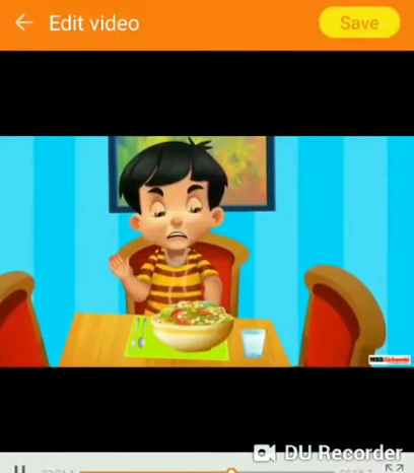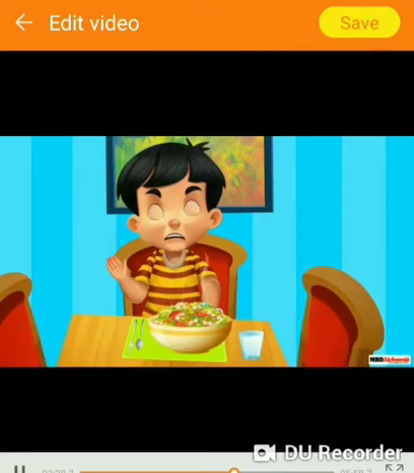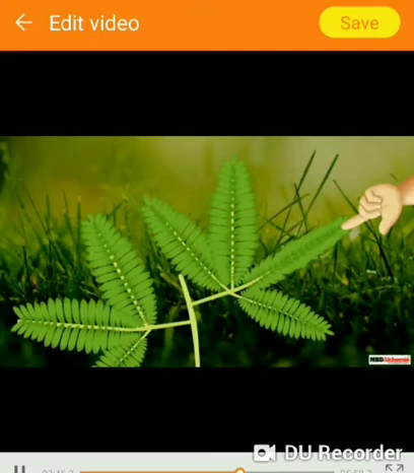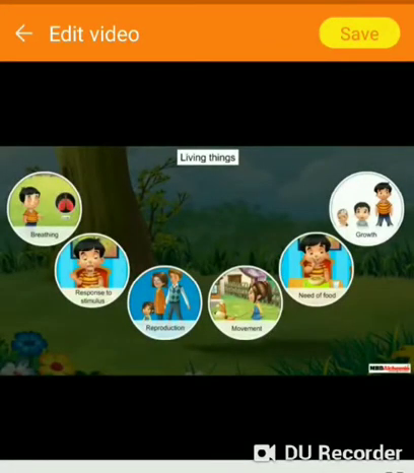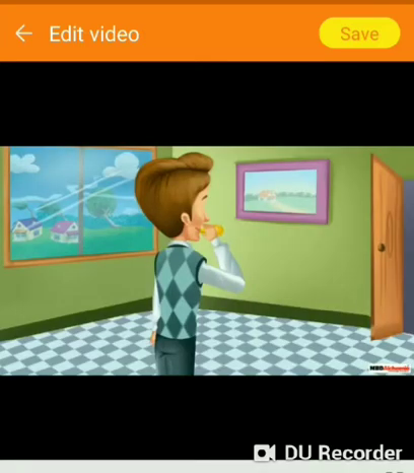Another characteristic of living beings is that they can feel. Living things can feel the changes in their environment. They undergo changes as the environment around them changes. So, a thing is a living thing only if it shows all the characteristics that we have discussed. A thing that does not show any one of these characteristics is a non-living thing.